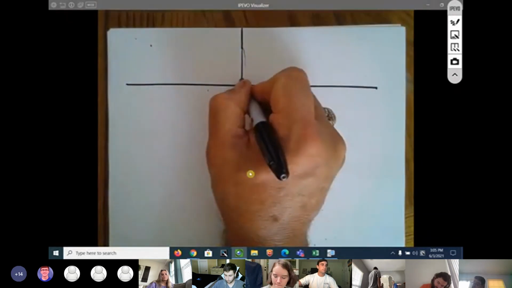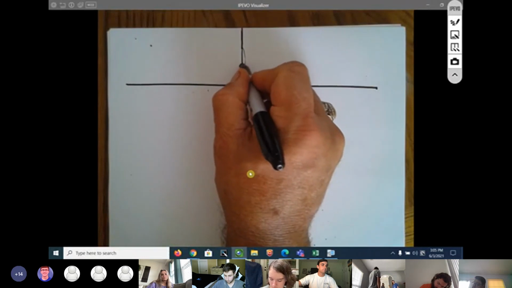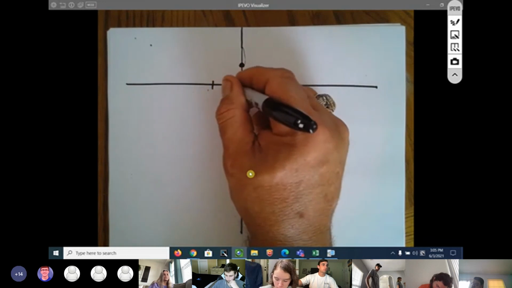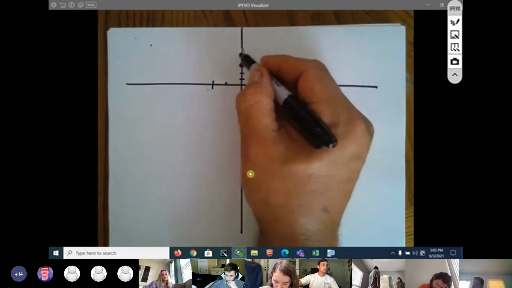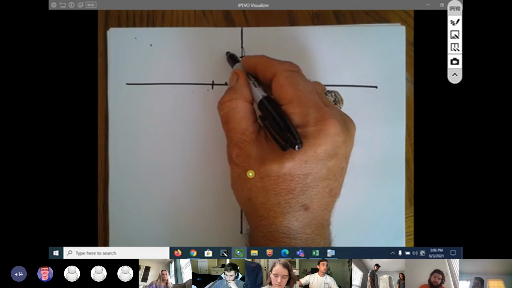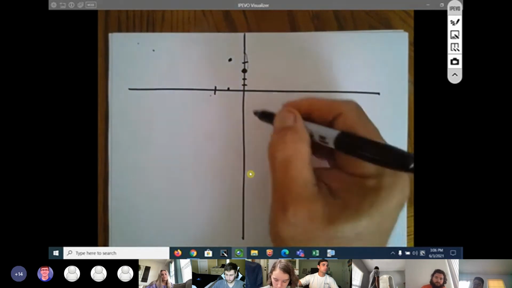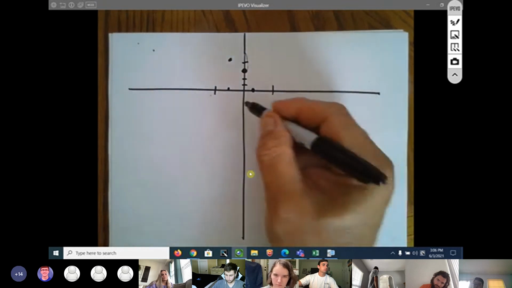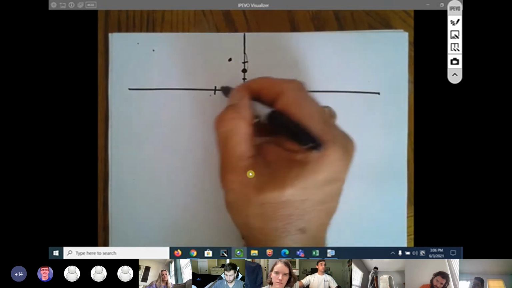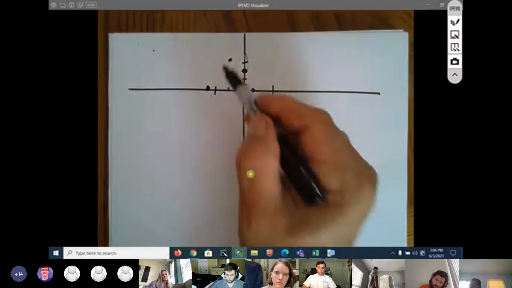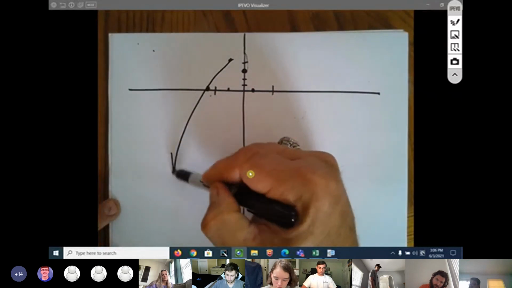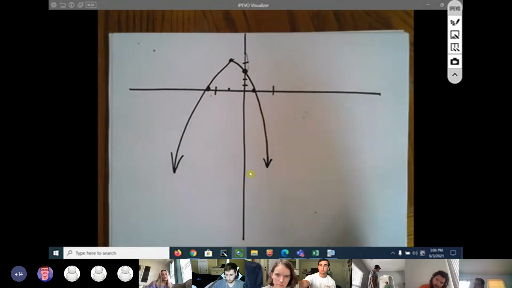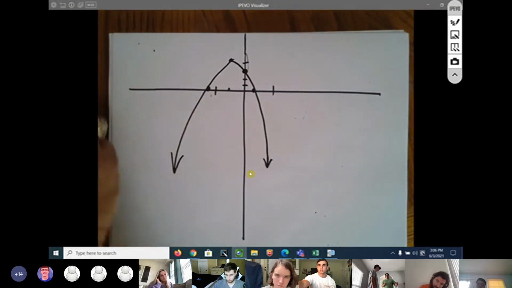Let's see, we got a y-intercept of 3. We got a vertex of negative 1/2 and 4 1/4. We got an x-intercept of 0.17 and another x-intercept of negative 1.17. Y'all, I got something that looks like that. Now, yeah, that's what mine looks like too.